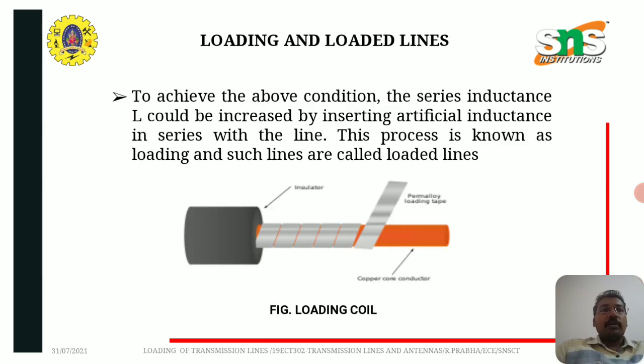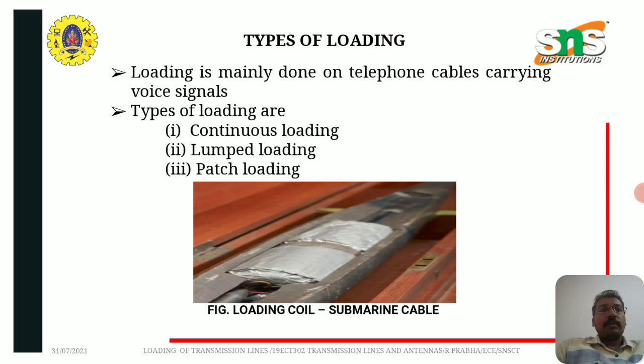To achieve the above condition, the series inductance L could be increased by inserting artificial inductance in series with the line. This process is known as loading, and such lines are called loaded lines. Types of loadings are continuous loading, lumped loading, and patch loading. Loading is mainly done on telephone cables carrying voice signals.